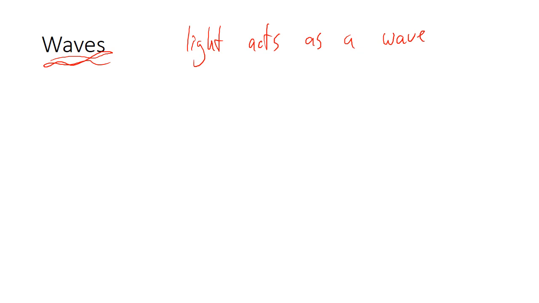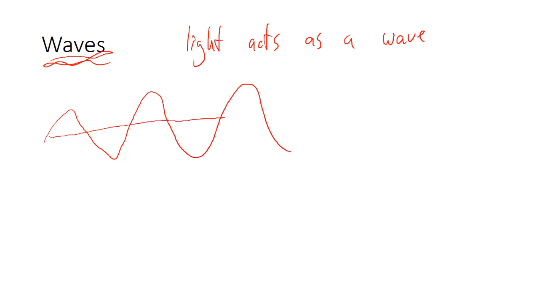Alright, so let's draw a picture of a wave. Beautiful. Okay. So there's a wave. Now there are some measurements, words that we have to be familiar with here. One of the important ones is this distance right here. And this is wavelength.